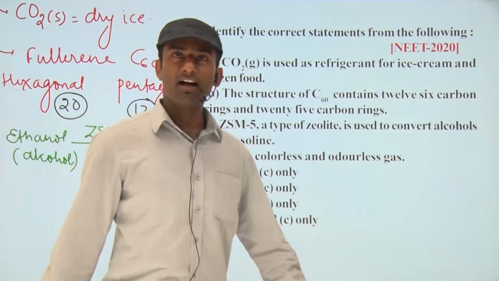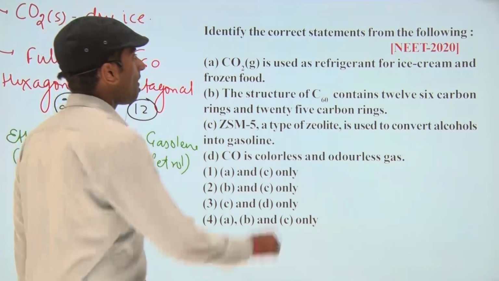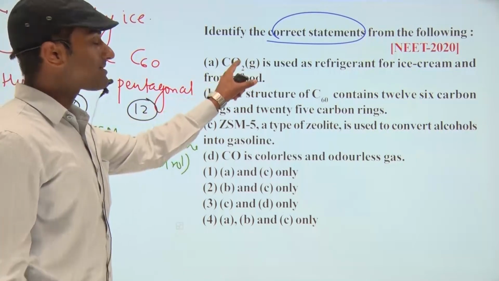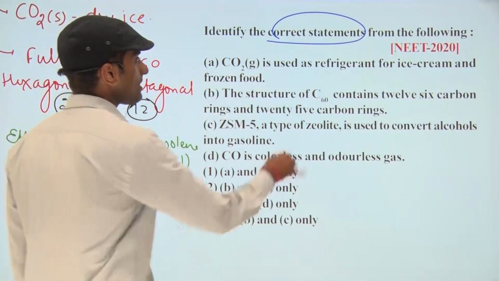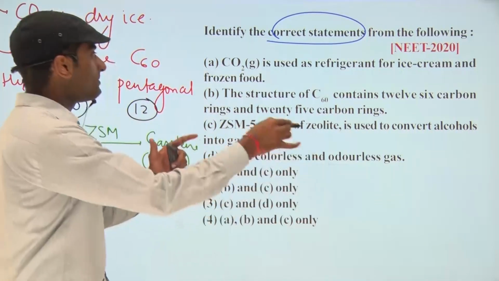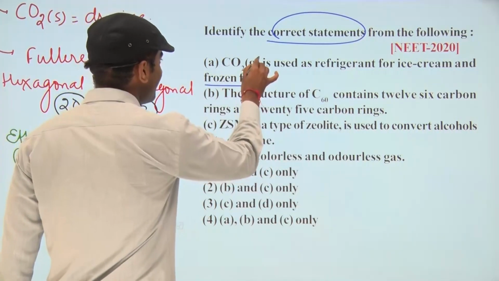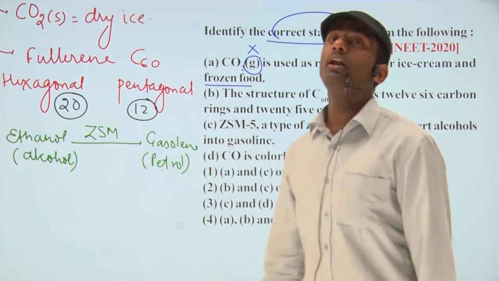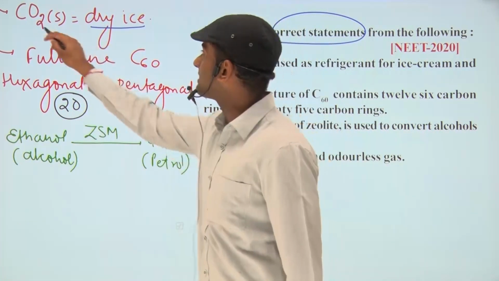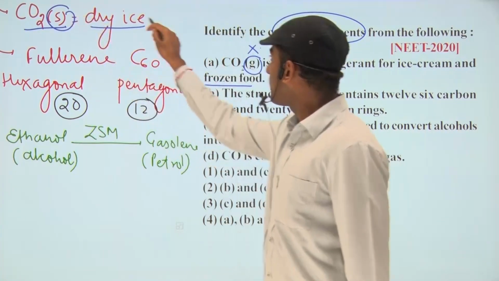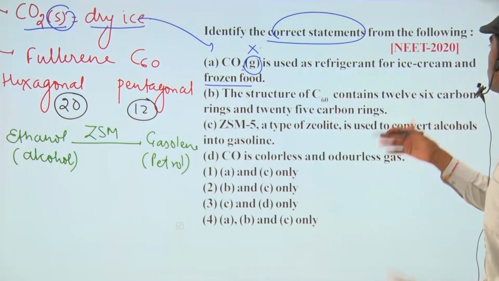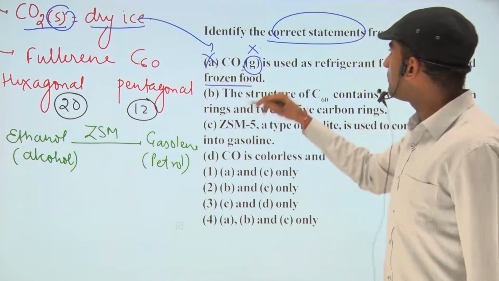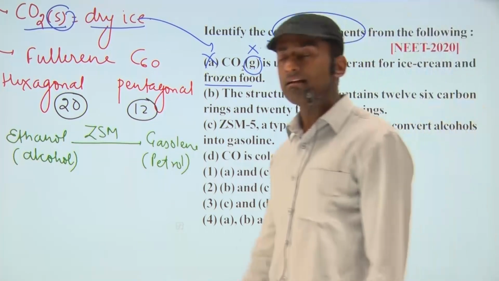Clear? This question is asking to identify the correct statement from the following. First, CO2 gas, carbon dioxide in the gaseous form, is used as a refrigerant for ice cream and frozen food. This is the wrong statement. This is not the gaseous phase. CO2 in the solid phase, that is dry ice, is used as a refrigerant for ice cream and frozen food. So the word gas is wrong here. We want the correct one, so this is going to be an incorrect option.